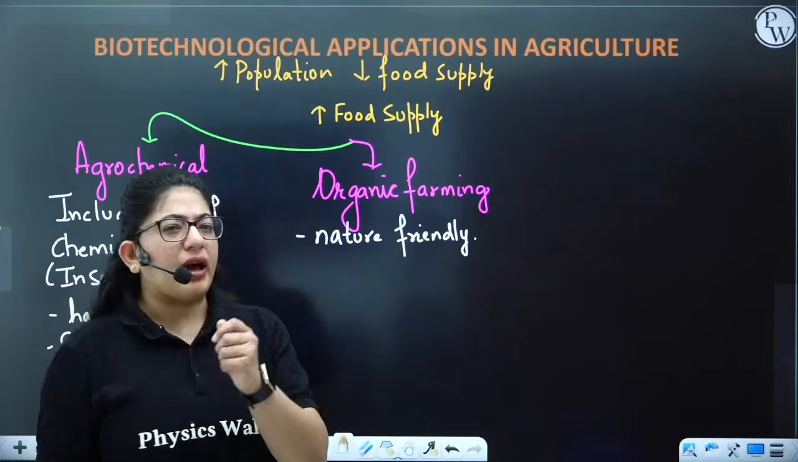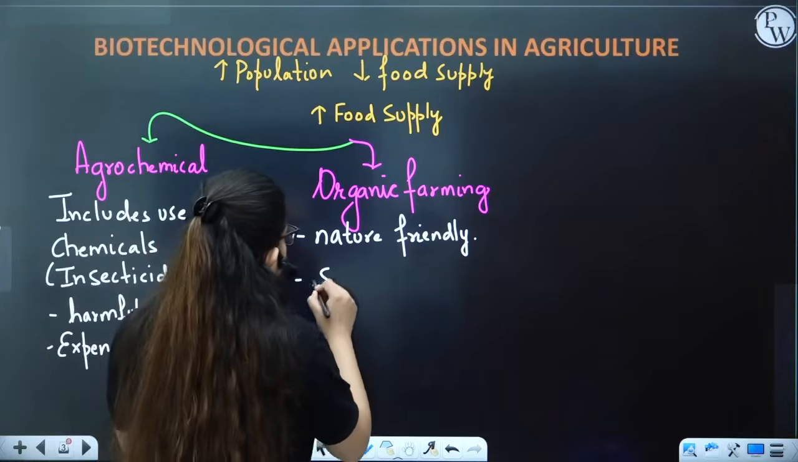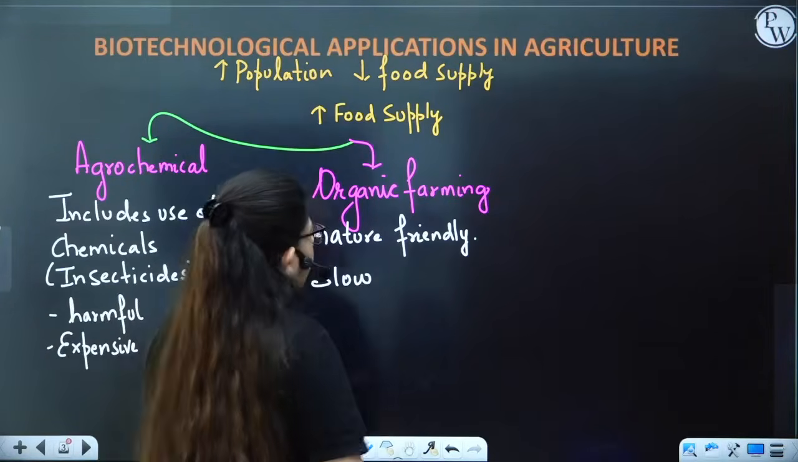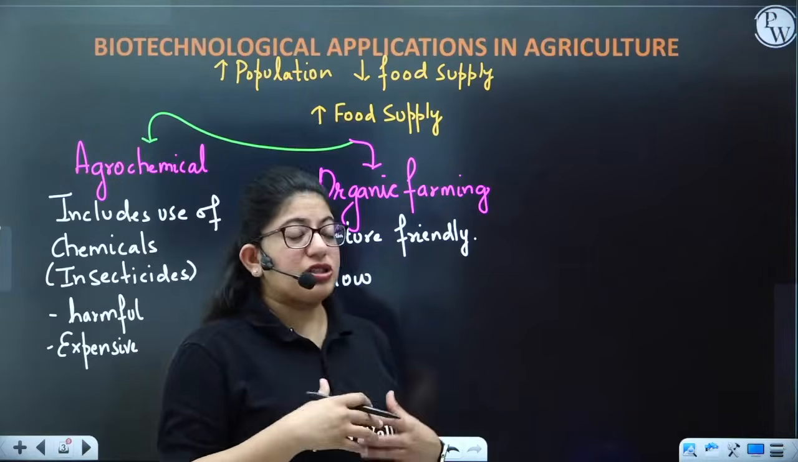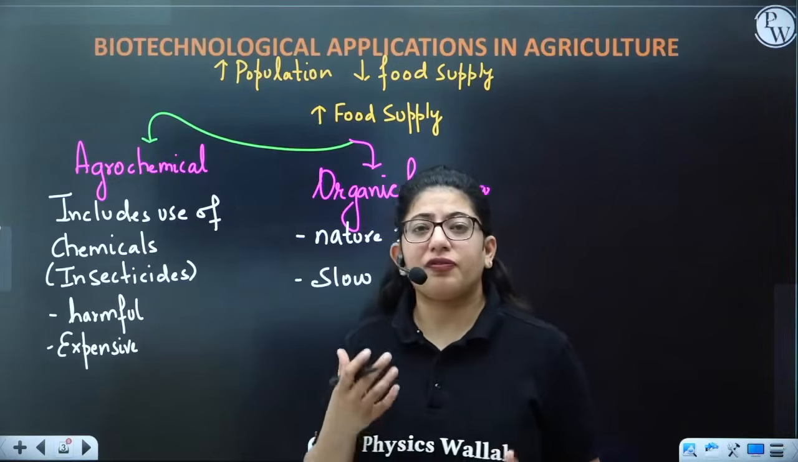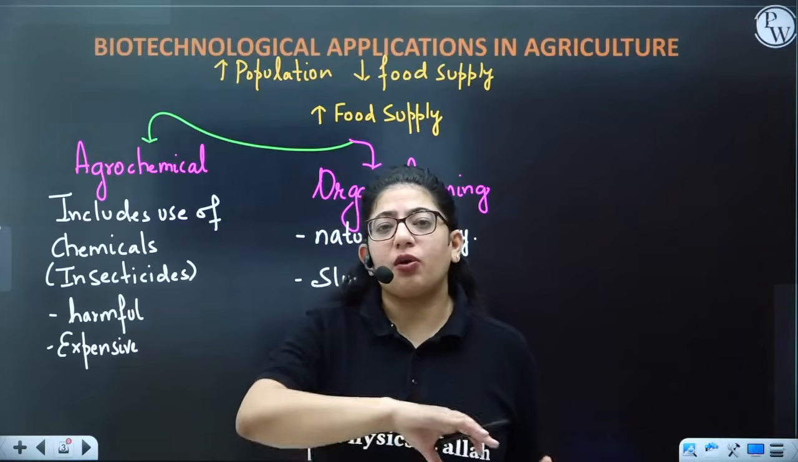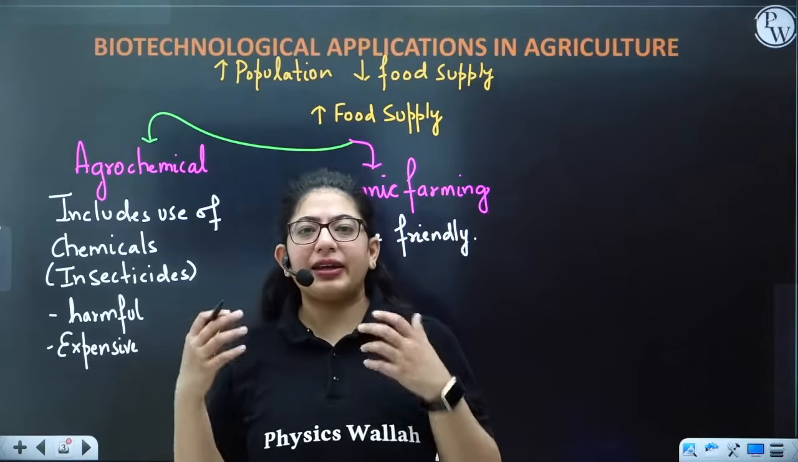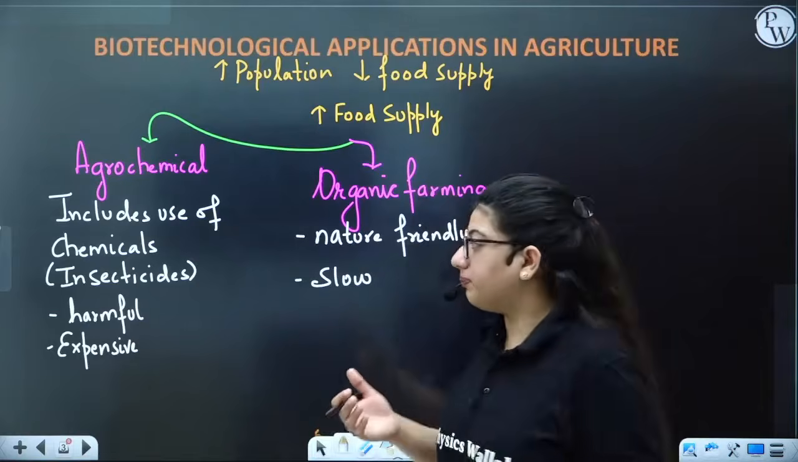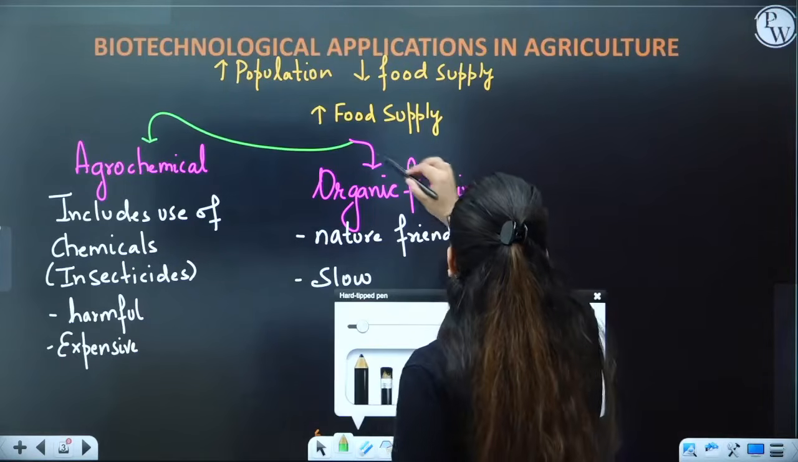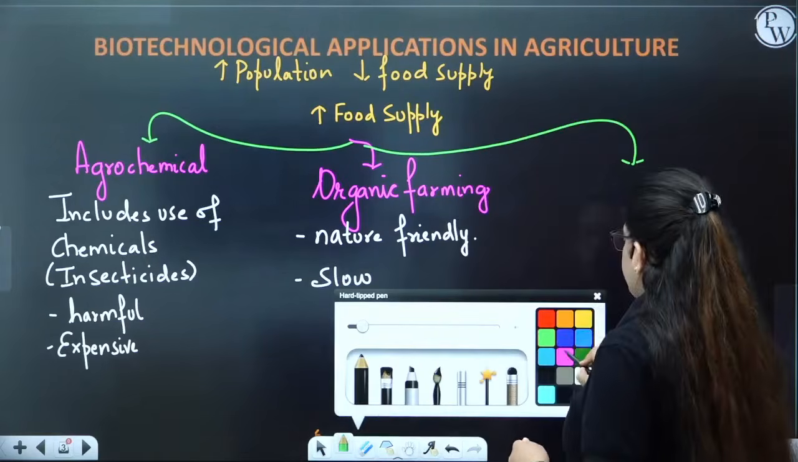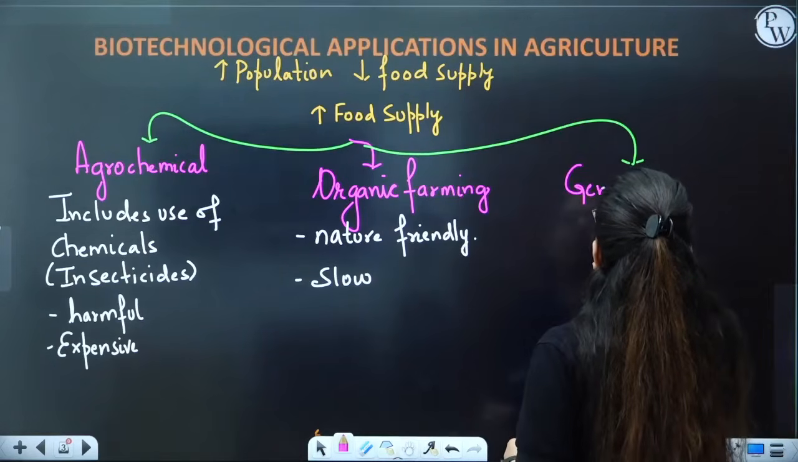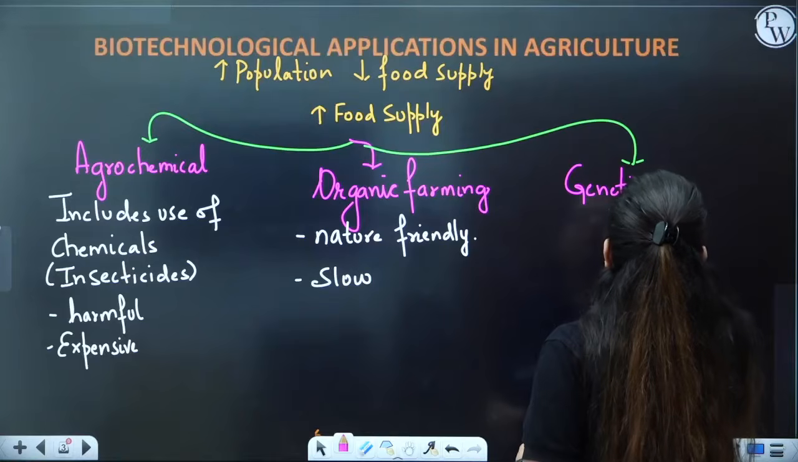But what's the drawback? This is very slow. Organic farming is quite slow. Nowadays people are doing it, but it's not that efficient to feed the entire population. That means you just cannot switch normal farming to organic as such. It takes a lot of time. Second, third thing, and that's another option that we have, that is genetically modified crops.